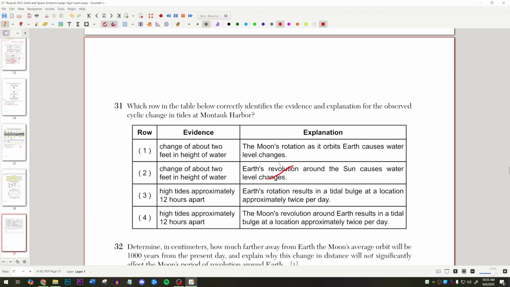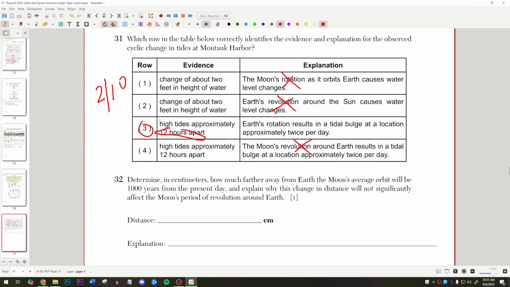Okay, it's not the Earth's revolution around the sun making the tides. The Earth's rotation is the answer. The moon's revolution around the Earth is not the answer. So now we're between... Oh, it's not the moon's rotation either. That automatically gave the answer. And they're about 12 hours apart. Yeah, this was very easy. I'll say a 2 just because you got to read a lot. But it's so easy.